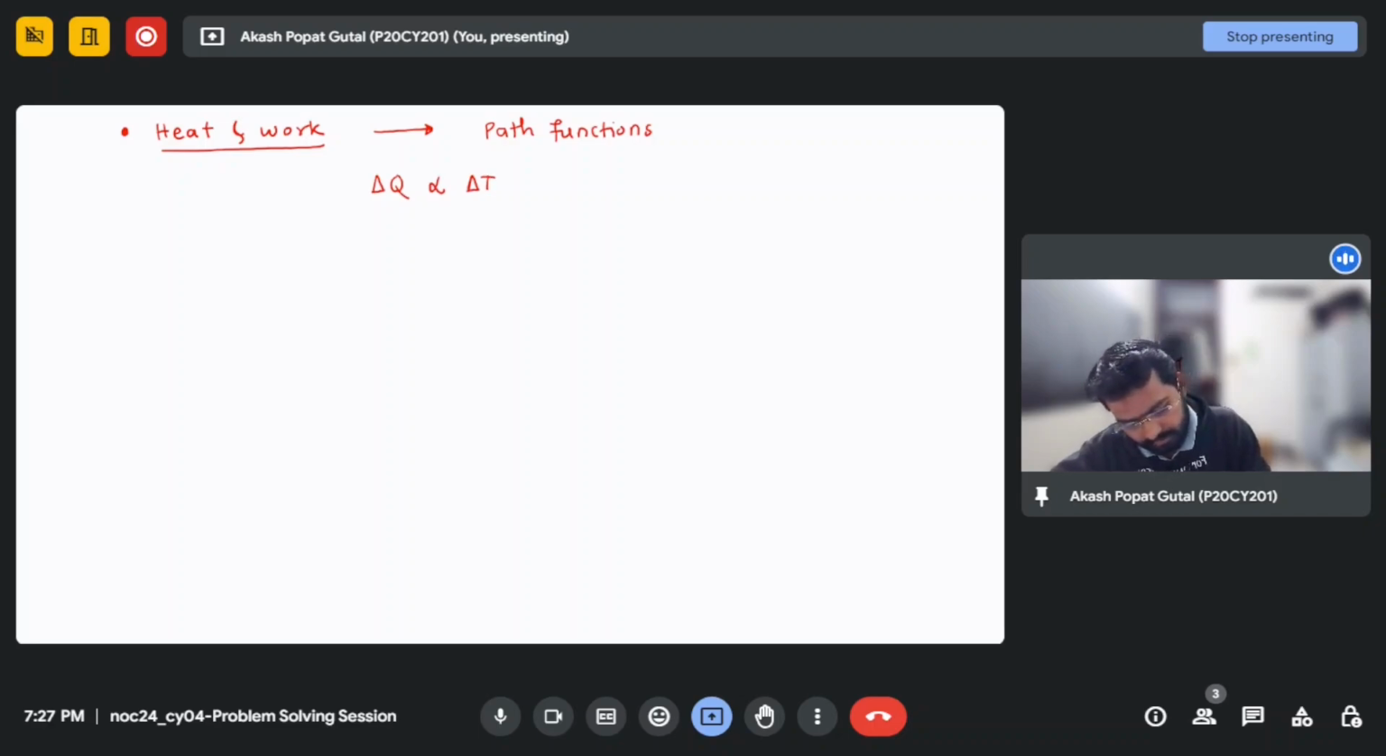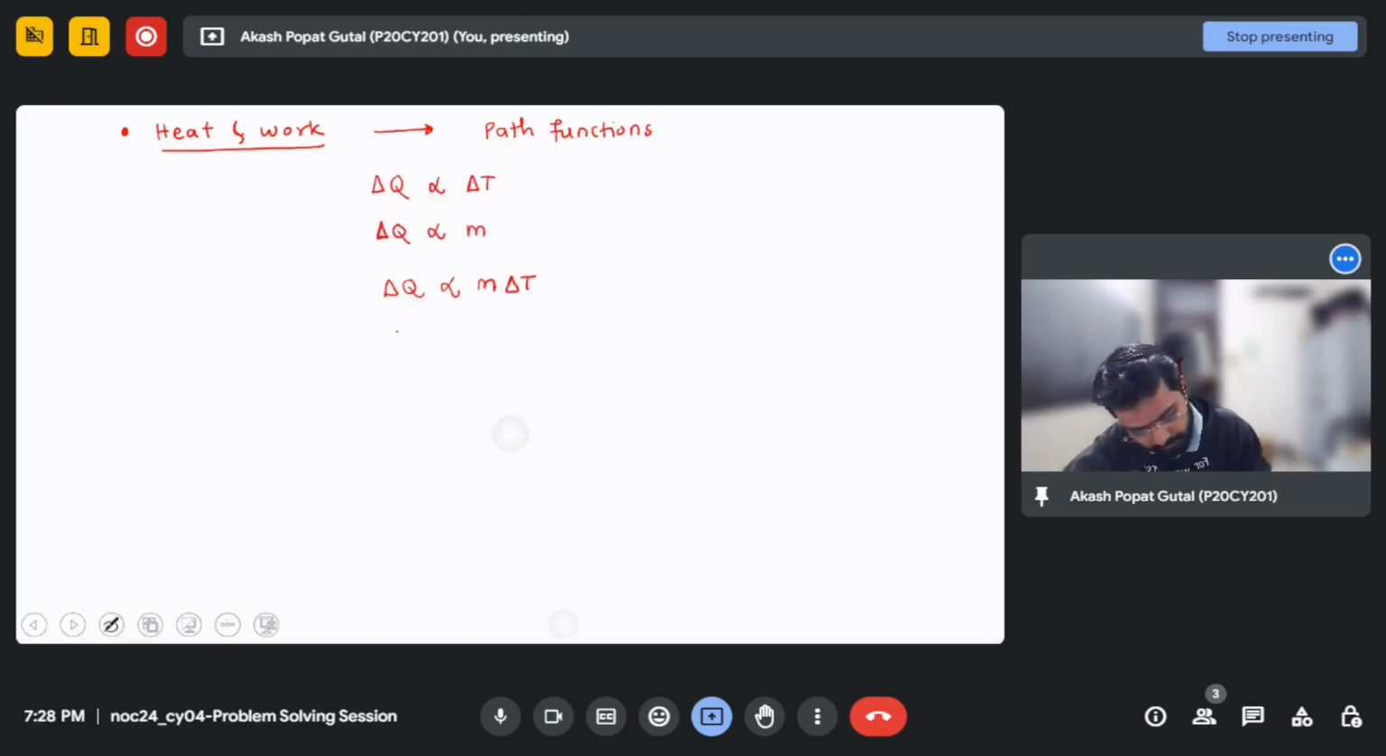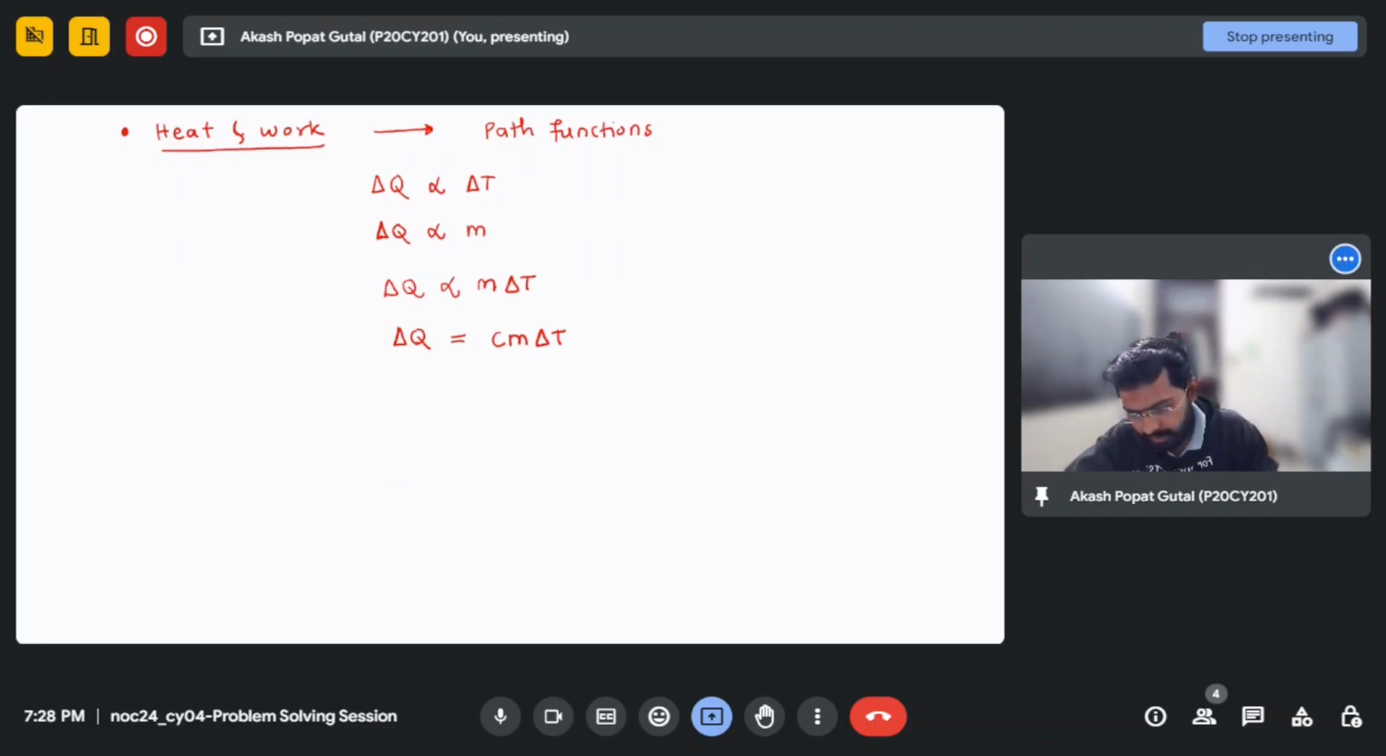So what we have learned is that heat is directly proportional to the change in the temperature. Also, heat is proportional to the mass of the given substance, and if you combine these two dependencies, we get heat is proportional to mass into change in temperature. When we remove the proportionality constant, we get a constant called specific heat of the system.